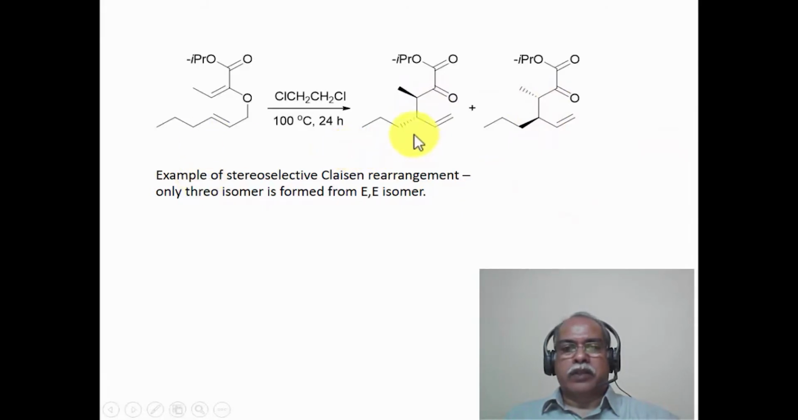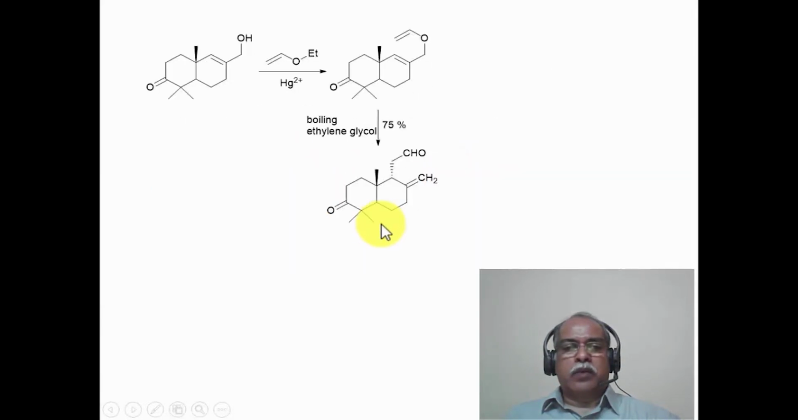Under this condition, the erythro isomer is not at all formed, indicating the high stereoselective nature of this particular Claisen rearrangement, which can be explained by a chair type of transition state in this case also. Now here the Claisen system is synthesized by a trans-etherification reaction. An allyl group is already there, so what you need is a vinyl group.